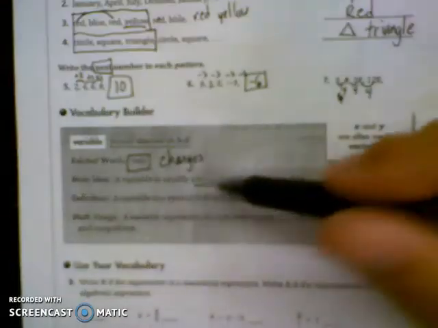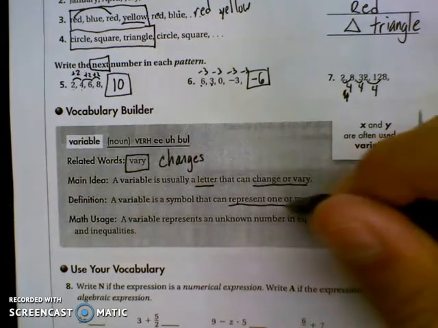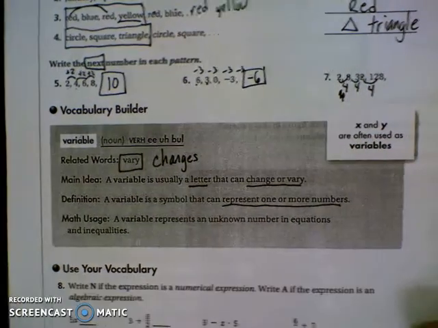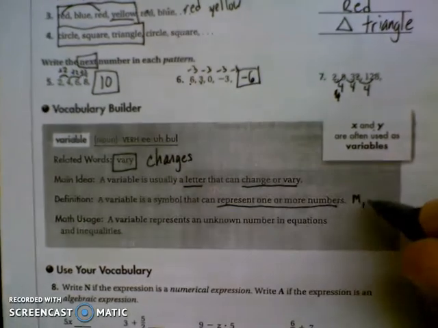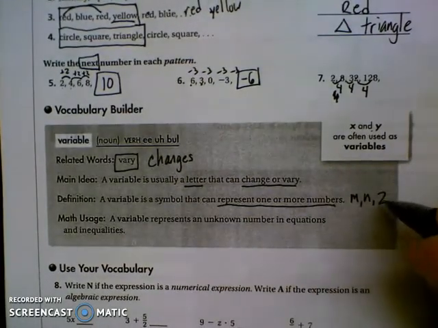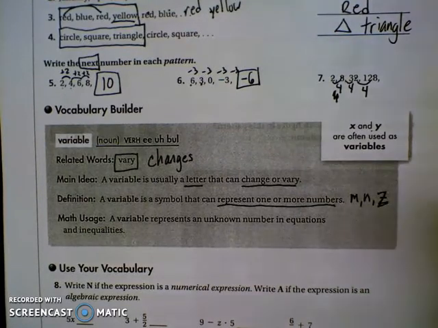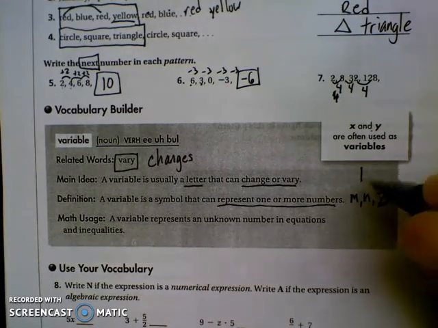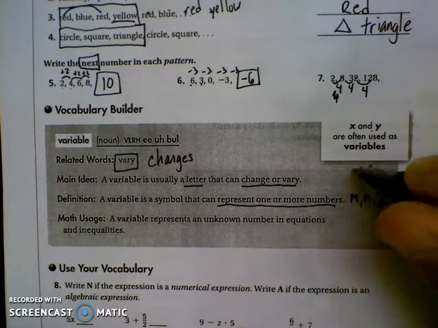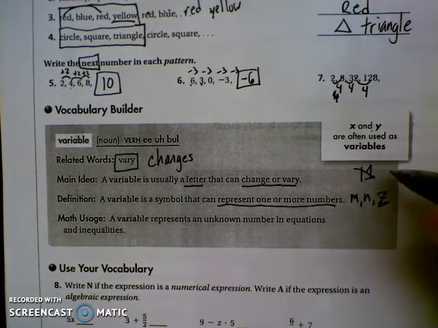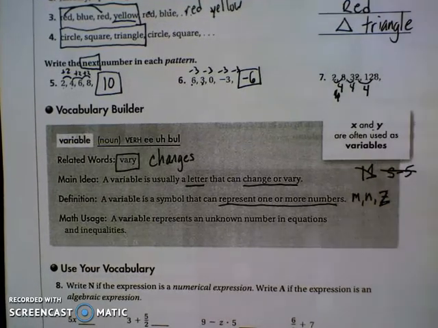Definition: a variable is a symbol that can represent one or more numbers. A lot of times in math class we use the letters x and y, the most popular two variables. We also see m, n. You'll see z a lot, but we try not to use some of the ones that look like numbers, like L and 1 look a lot alike, so we don't use those, or S and 5 look alike, so we try not to use those guys.